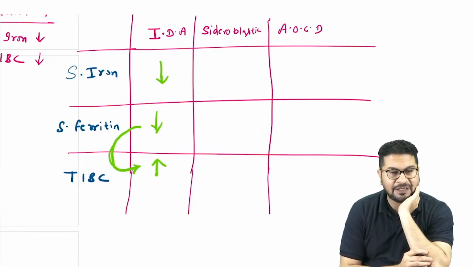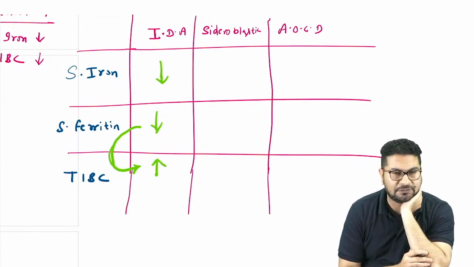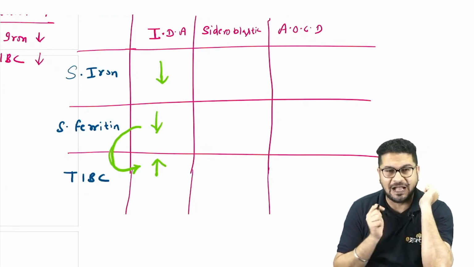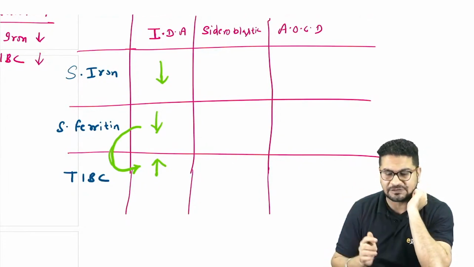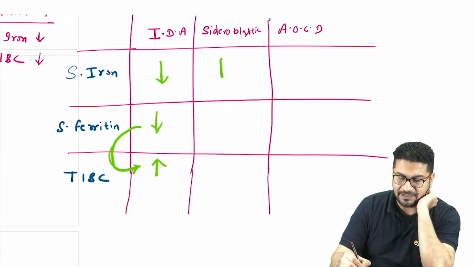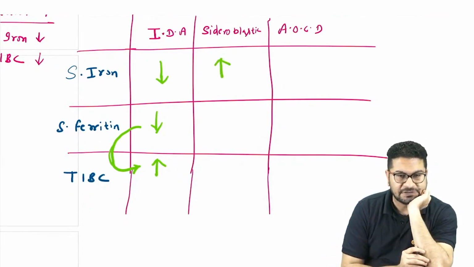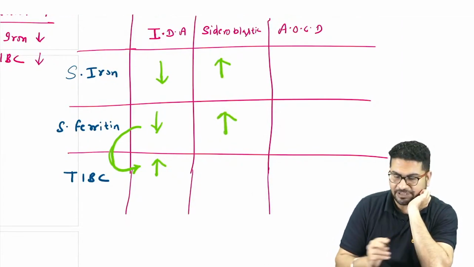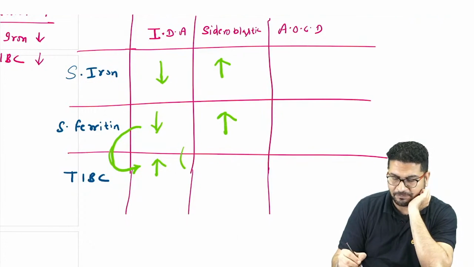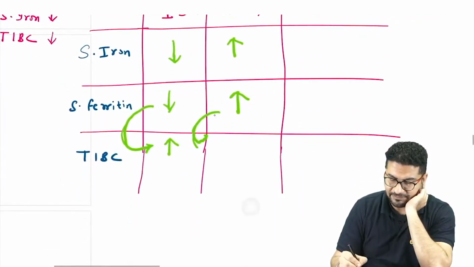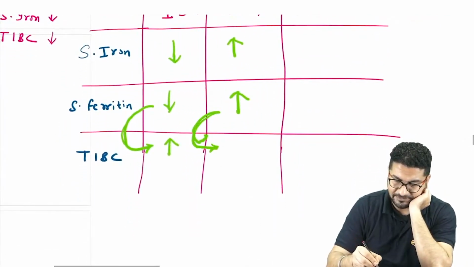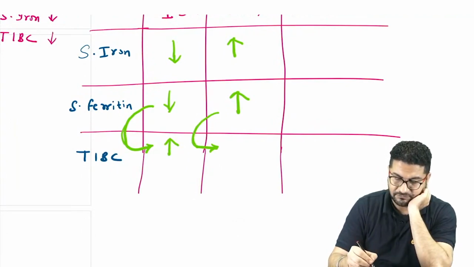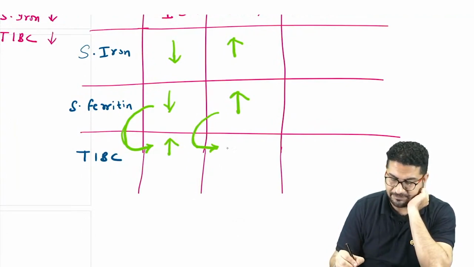Now see, remember my word for your lifelong basis. Sideroblastic anemia is an iron toxic, iron overloaded state. Iron overloaded state means serum iron is more, so ferritin is also more. And what I told you, ferritin is inversely proportional to TIBC. So TIBC will decrease.